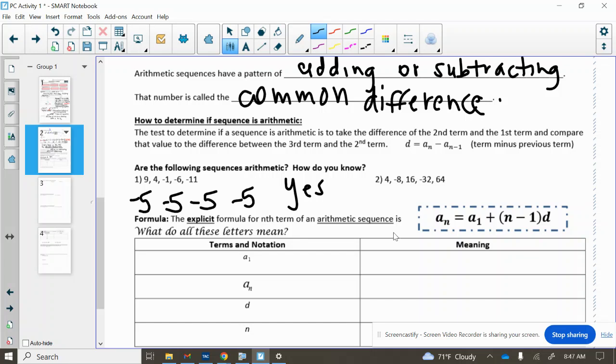In the second one, we are multiplying by -2 each time. So we got 4 to -8 was we multiplied by -2, multiply by -2 again to get from -8 to 16, multiply by -2 to get from 16 to -32. So we're not adding or subtracting. So this one is not going to be specifically arithmetic because we are not adding or subtracting.